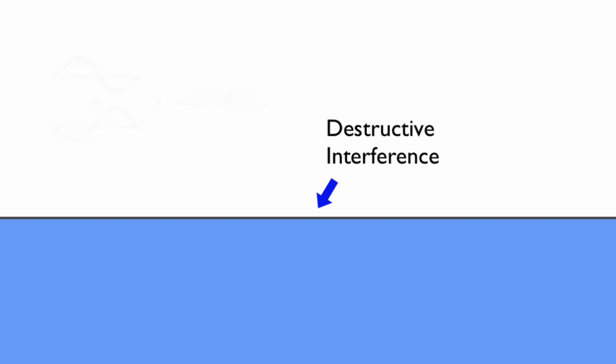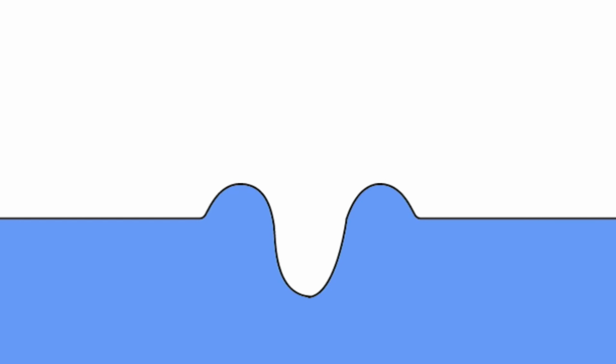Change that to a video, and you'd see otherwise. In the next moment, you've got a case where the two lows are now overlapping. This results in a combined low that's much lower. Once again, we have constructive interference.